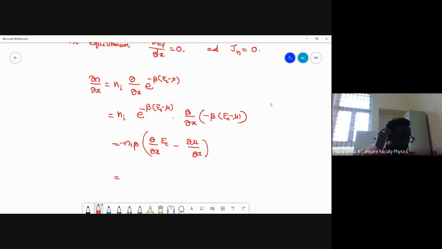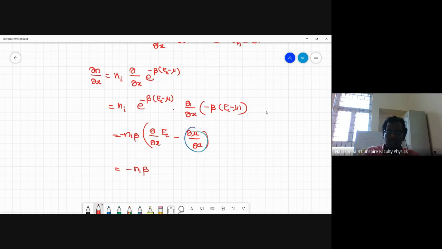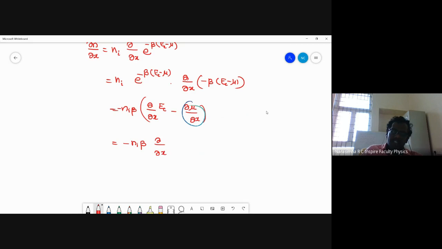I just told you, right? This chemical potential is somewhat related to the Fermi energy. Of course, it depends on the temperature. So this quantity becomes zero in the equilibrium situation. Minus n_i beta dou by dou x. What is EC? What is EC?